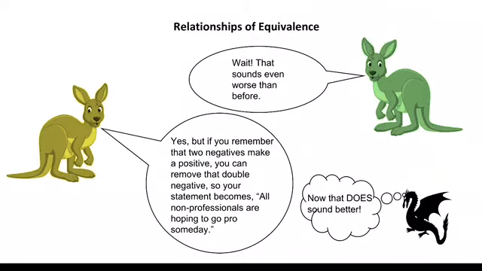But then the yellow kangaroo says, yes, but if you remember that two negatives can make a positive, you can remove that double negative, so your statement becomes, all non-professionals are hoping to go pro someday. And Logic Dragon says, or is thinking, now that does sound better. You may want to go back over that one. Just replay this clip of the video to see what's going on there. The obversion may have made it seem a little bit more complicated, but when you realize the double negatives make the positive, that really does simplify things.